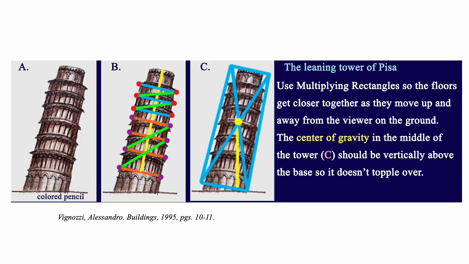This is the Leaning Tower of Pisa, and I used multiplying rectangles so that these floors get closer together as they move away from the viewer. I described this method in my video about one-point perspective grids. But what I want to discuss is how far can this tower lean before it topples over. And to know that, you need to find the center of the tower with diagonals. And this center must be vertically above the base, so the tower doesn't topple over.